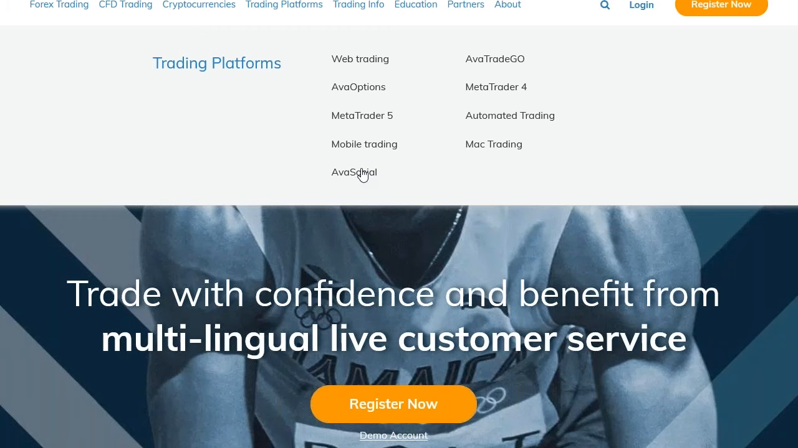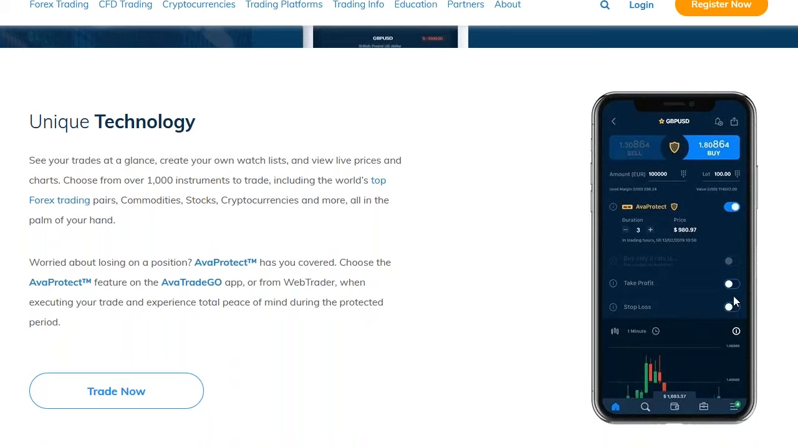AvaTrade Go is what I was referring to with the risk management features, and it's not just AvaProtect. AvaProtect is available in the order window on many instruments, but you also have features such as, if you program your take profit and your stop loss prices, it'll tell you what your potential profit is. It'll tell you what your potential loss is before you ever buy or sell. It does those calculations for you based on your trade size and the distance to your stop loss and take profit.